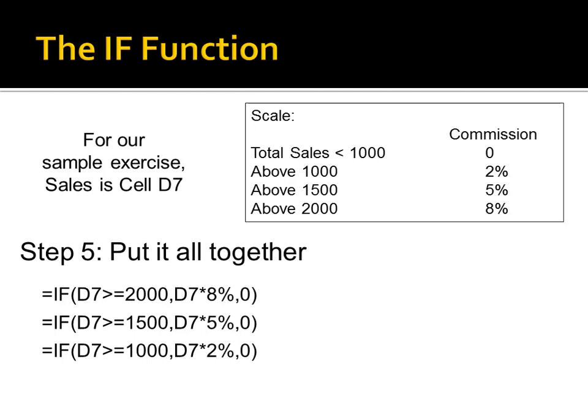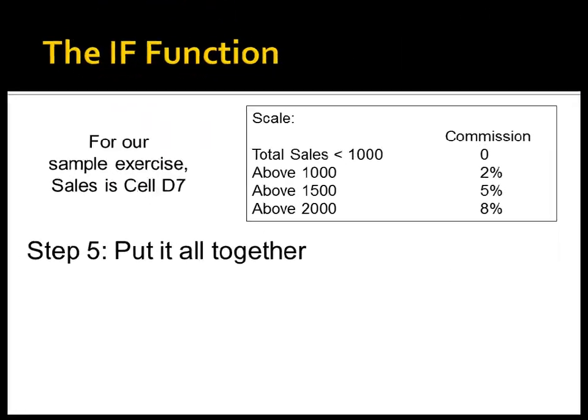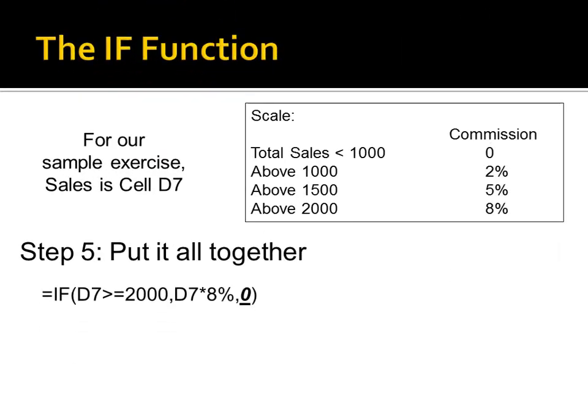Let me show you how to do this. We're going to concentrate only on the D7 greater than or equal to 2,000 function and try to put the one below that, which is D7 greater than or equal to 1,500, inside of that. We're going to concentrate on how to put that inside of the top function. This is how we do it. This is the function we have. If D7 is greater than or equal to 2,000, then D7 times 8%, otherwise 0.